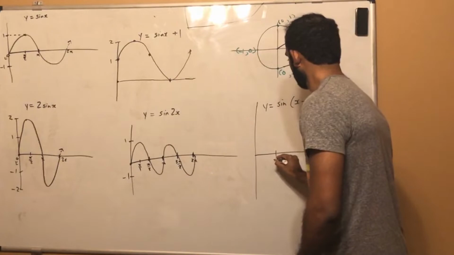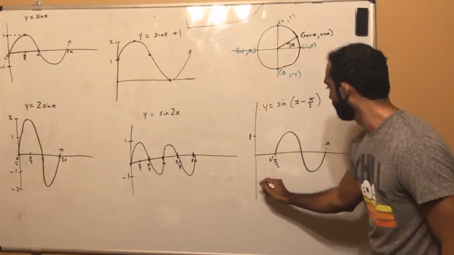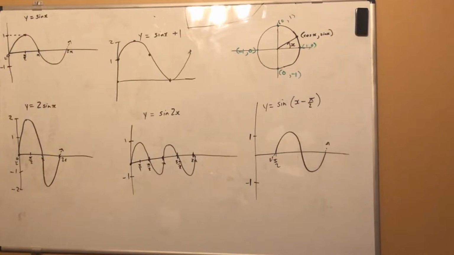So, pi root 2, and I get a nice little sine wave. Of course, again, it goes on forever, left and right, and it still has min and max values of 1 and -1, respectively. So at 0, would it be -1? Yes, at 0, it would be -1. Okay. Good.